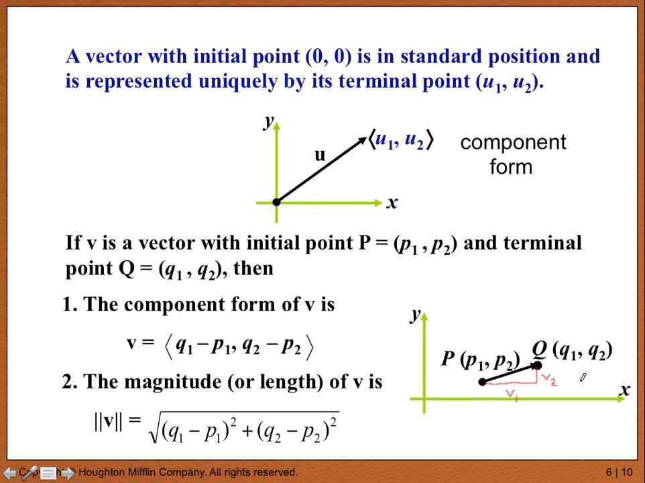So I've got V1, V2, and so clearly I can see that the hypotenuse squared is V1 squared plus V2 squared, and that's where this comes from. Since V1 is the same as Q1 minus P1, I write that here. And since V2 is the same as Q2 minus P2, I write that here. And based on the Pythagorean formula, I get the formula for magnitude.